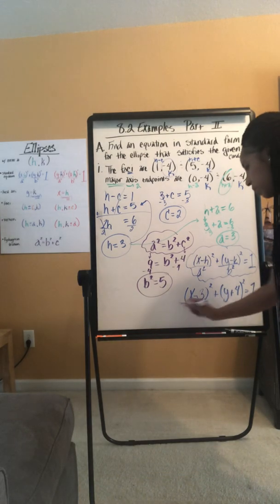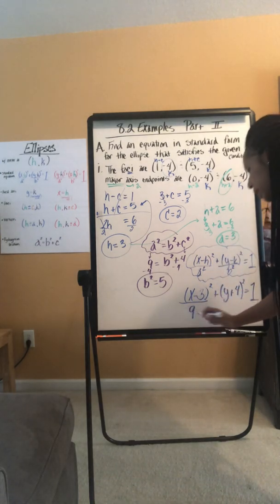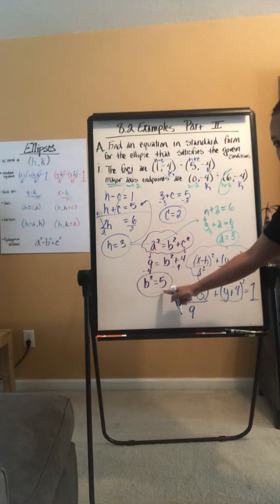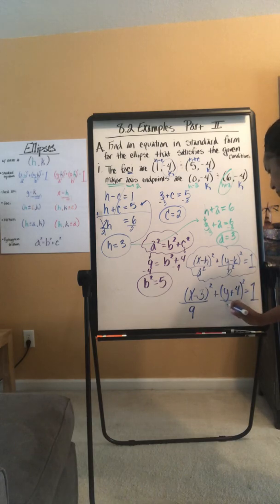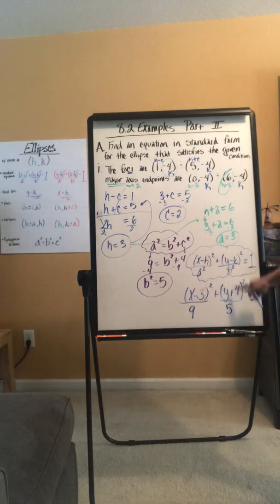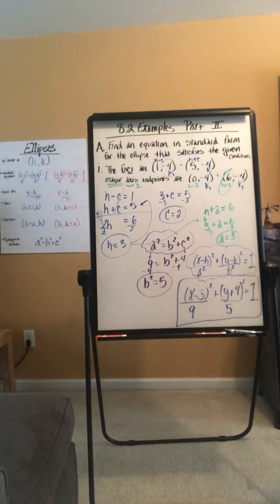And the denominator for my (x minus 3) squared would be a squared. That's a 3 squared, that's a 9. And then under here I need my b squared, which was 5. Do not try to make that into a 25. B squared was 5, and that's exactly what I need down there. So that is my answer to A1.